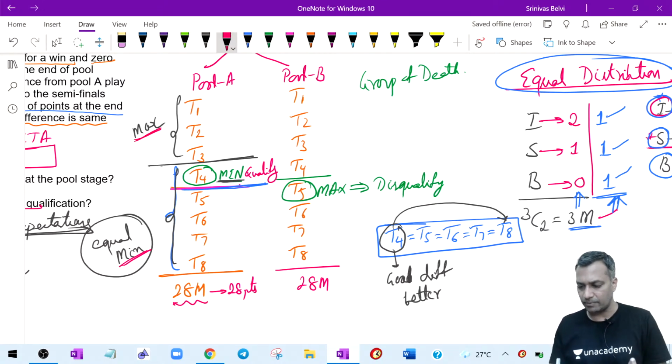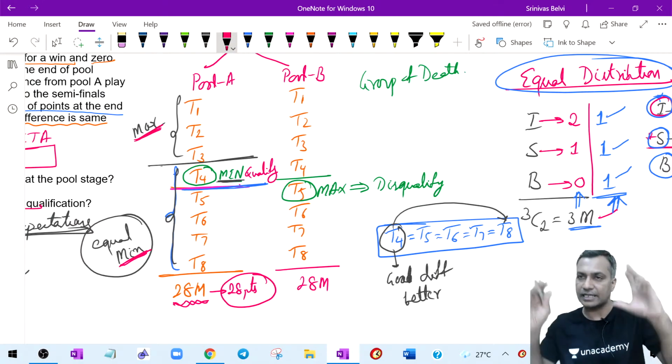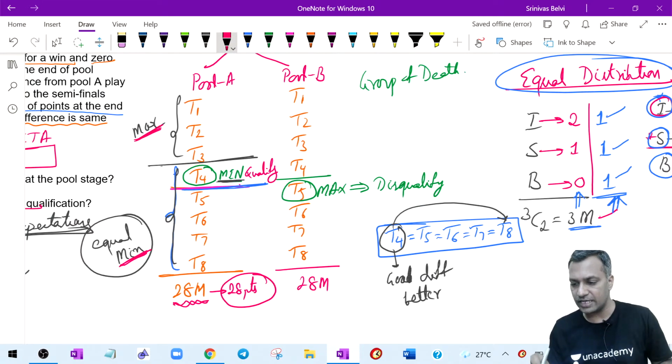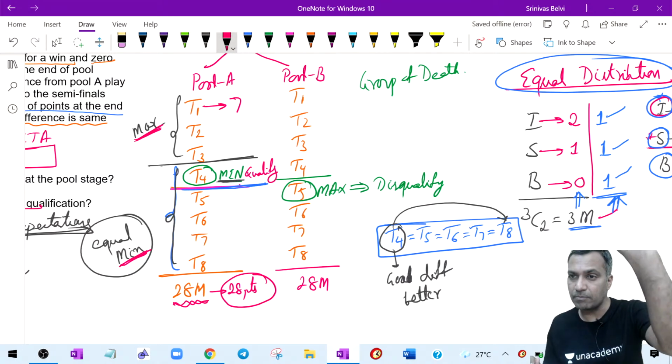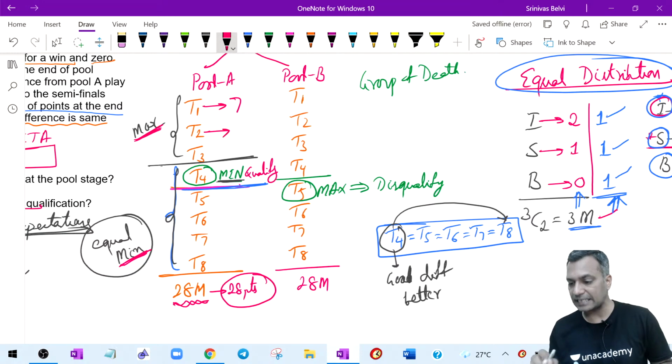Why maximum? Because the sum is constant. 28 points is the constant. Out of 28 matches, if I want a minimum here, you better give a maximum on the top. Give maximum means what? Team 1, you give all the points, let him win all 7 matches, because that's the maximum capacity of team 1. What is the maximum capacity of team 2? That fellow can win 6 matches. What is the maximum capacity of team 3? That fellow can win 5 matches.